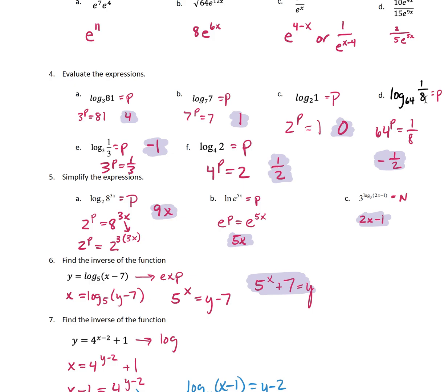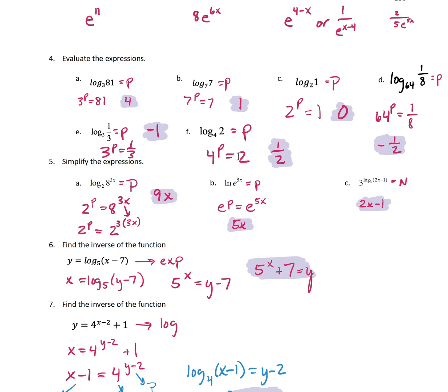1/8 is 64 to what power? Okay, it's going to go down, and it's going to be flipped, so it's going to be a -1/2. This one's probably the trickiest one. Just think it through. The square root of 64 is 8, but it's in the denominator, so we got to make it a negative, and we got to make it a half. And you can go through all of these.